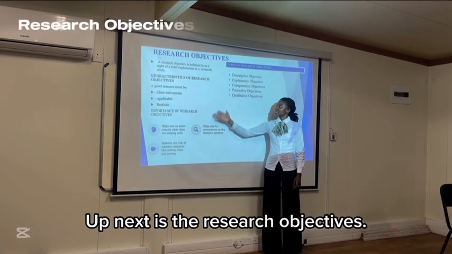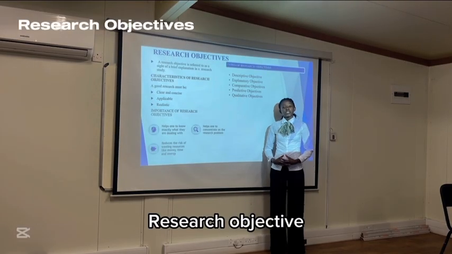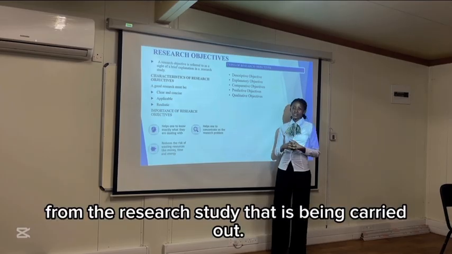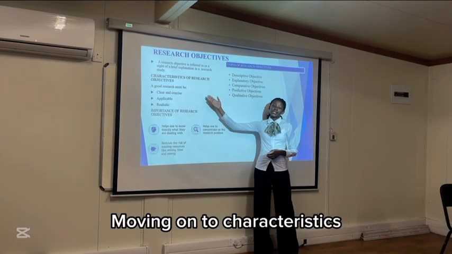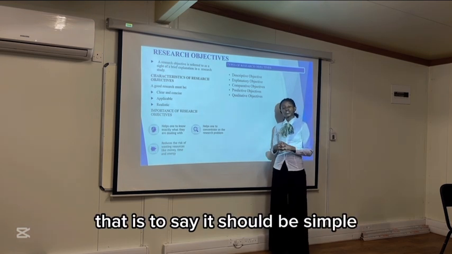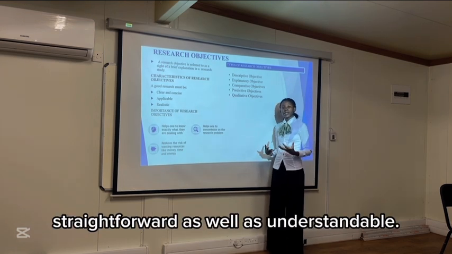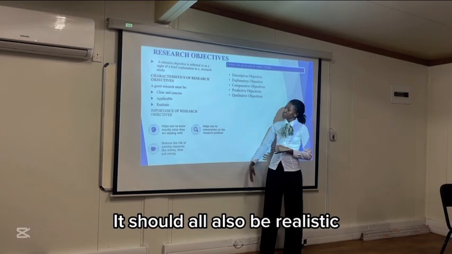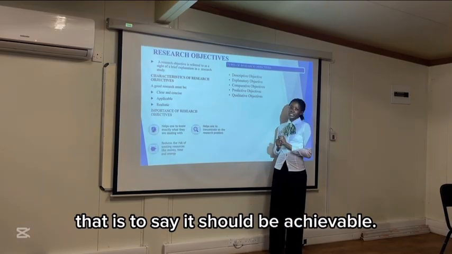Up next is the research objectives. Research objective is simply what the researcher wants to accomplish from the research study that is being carried out. Moving on to characteristics of a good research objective, it should be clear and concise. That is to say, it should be simple, straightforward, as well as understandable. It should be applicable, that is to say, it should be practical. It should also be realistic, that is to say, it should be achievable.